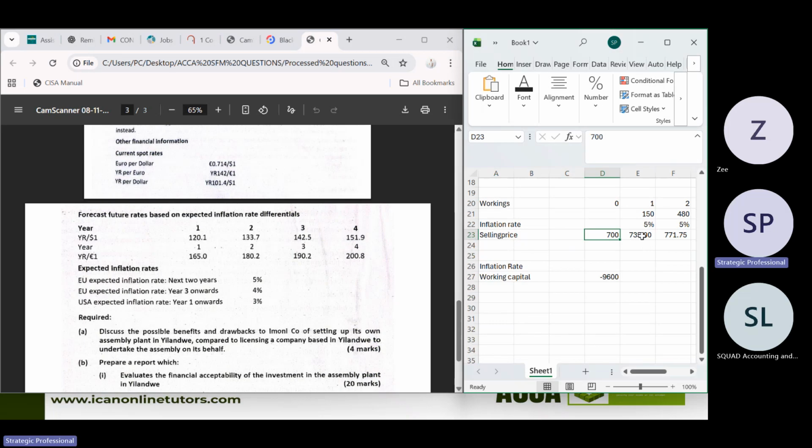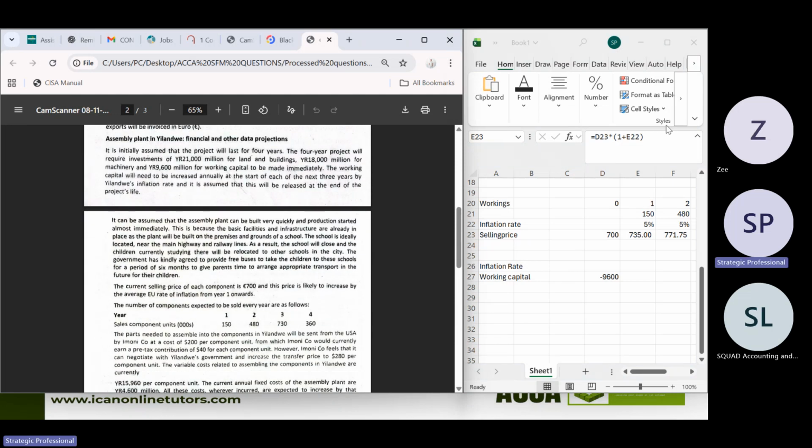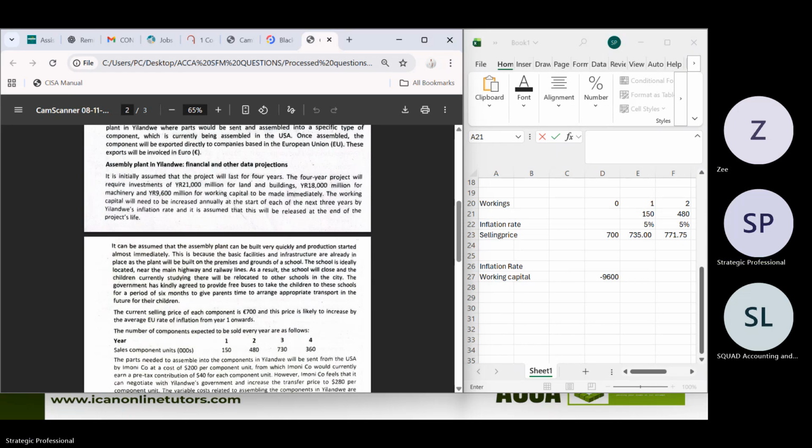So that one is done. Let's move on. Is there any other thing? Don't forget that the one we did at first, the 154.80, this is sales, the volume. This year 154.80, the one after the workings. It's in thousands. Yes, in thousands. So the sales component unit is in thousands.